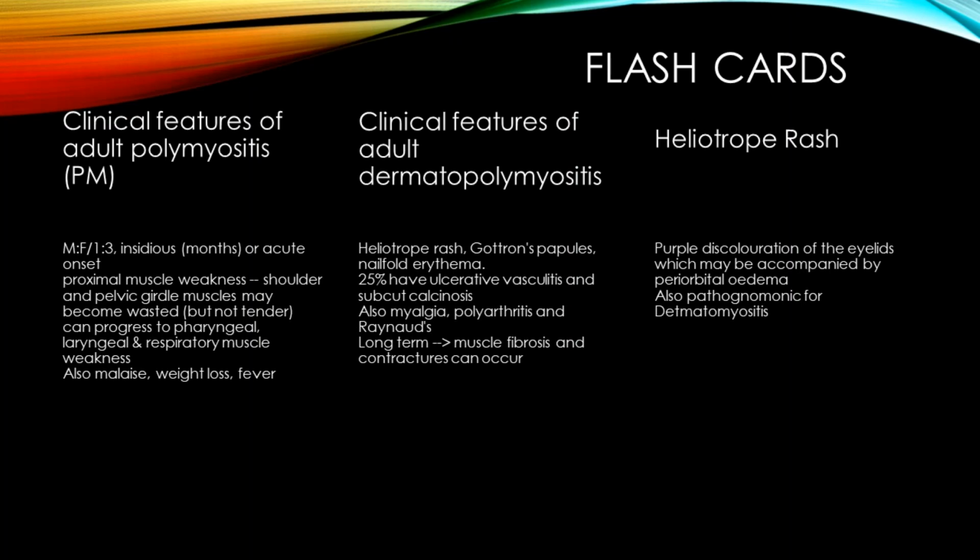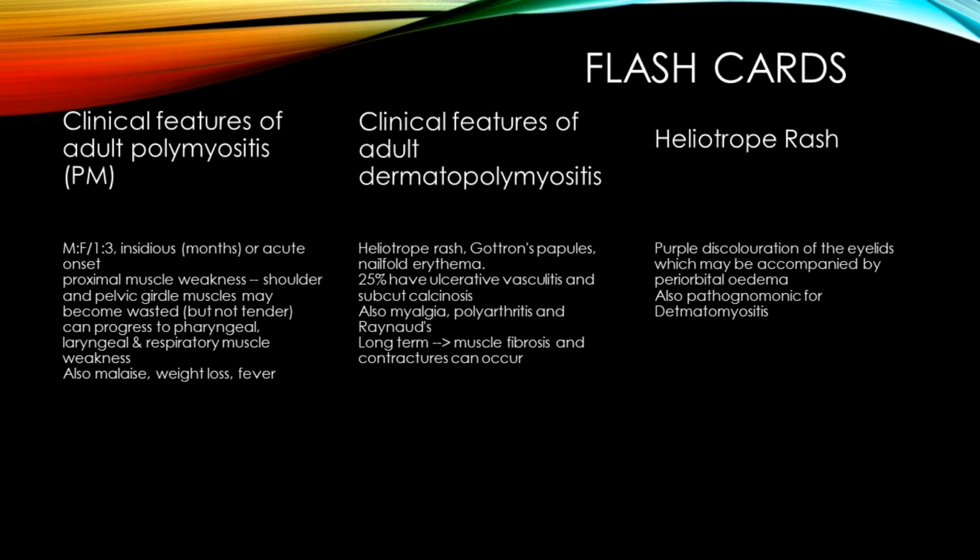Clinical features of adult polymyositis. Male to female is 1 to 2 to 3. Onset is over months, or acute. Proximal muscle weakness, shoulder and pelvic girdle muscles may become wasted but not tender. It can progress to pharyngeal, laryngeal and respiratory muscle weakness. Also malaise, weight loss and fever.